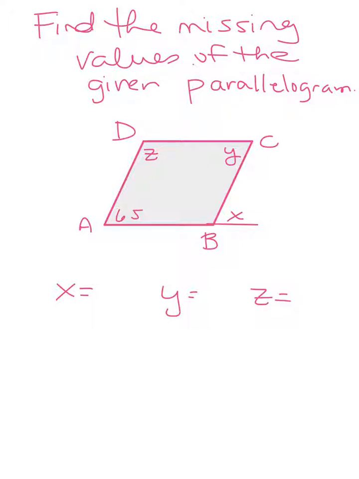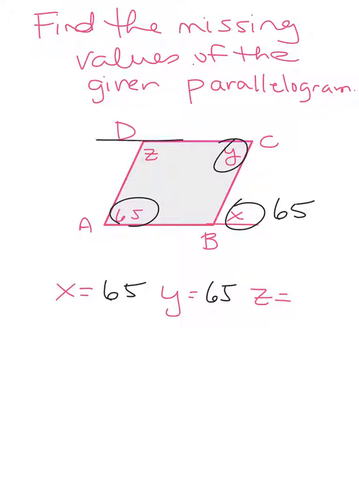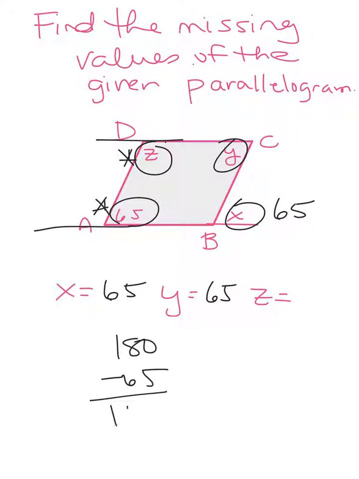So in our first example, I have opposite sides that are parallel because it's a parallelogram. So I know that X and 65 are corresponding angles, so I know X is going to be 65. I know that angle A and angle C are opposite angles, so that means that they're congruent, so that also gives Y a value of 65. Now if I were to extend this transversal, I can see that Z and 65 are same side interior angles, so if I take 180 minus 65, that gives me 115, which I know is the value for Z.